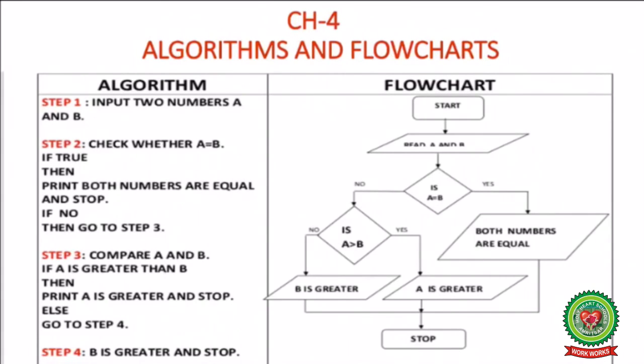Similarly in the algorithm, if A is greater than B, then print A is greater and stop, else go to step 4. And in the algorithm, step 4 will be B is greater and stop. And similarly in the flowchart, the last instruction will be stop.